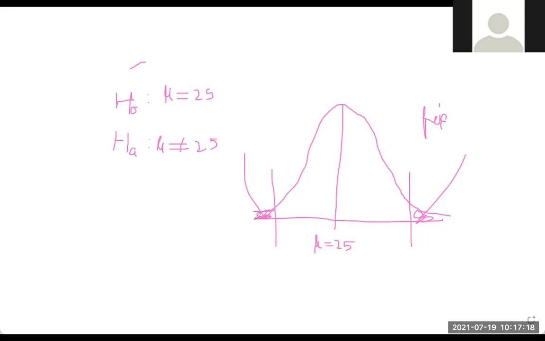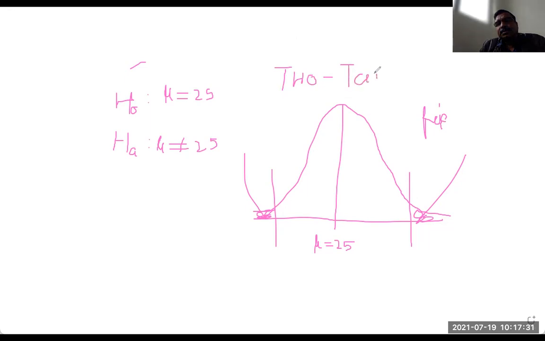Okay, so this is the two-tail test, in which we have the rejection region at both ends of the normal distribution or normal graph.